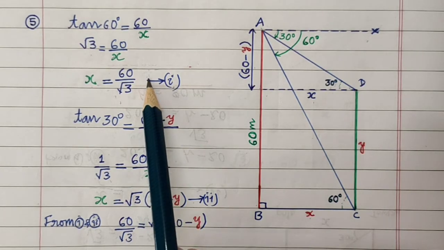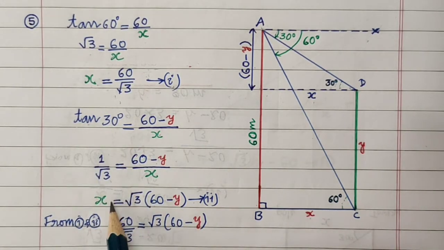We have to equate 1 and 2 because the values of x are the same here. So equate x in both the equations: 60 by root 3 is equal to root 3 into 60 minus y.